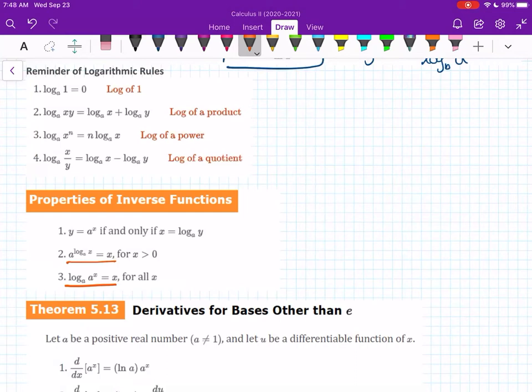And a reminder about my domain. Remember, logs have a domain of all positive numbers. So that will be the domain for 2. But for exponentials, my domain is all real numbers.